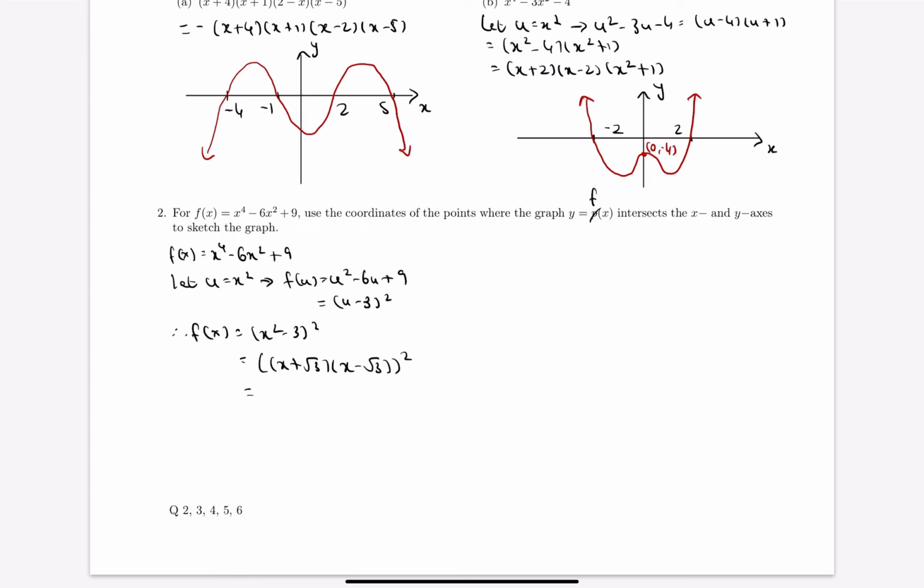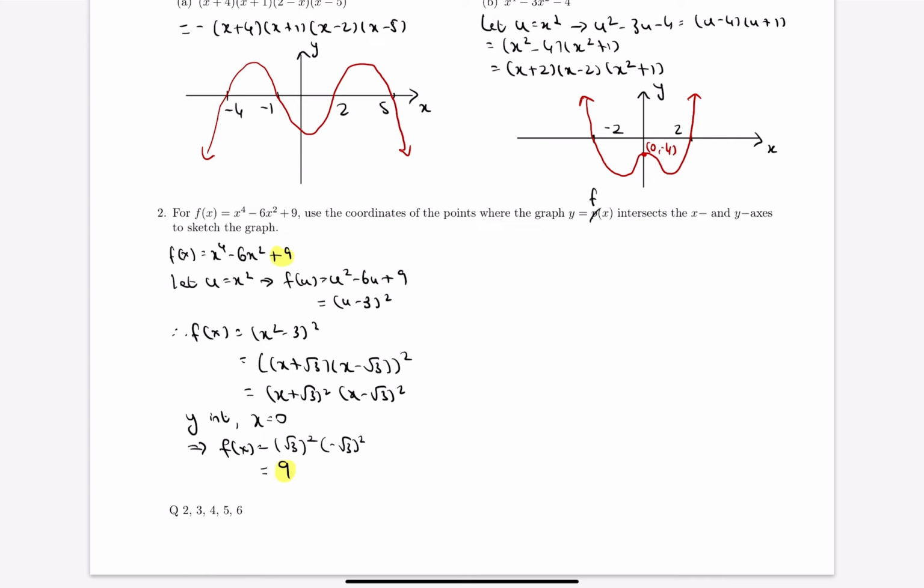So what do we end up getting? We end up getting x plus root 3 as a squared factor and x minus root 3 as a squared factor. Now, why is that useful? Because if we want to find the y-intercept, you just set x equals 0. Well, you end up getting that f of x is equal to root 3 squared multiplied by minus root 3 squared, which is no surprise, it's equal to 9, and a consistency check we can do to show that that's true is the fact that you've got that plus 9 hanging outside the end of the function.